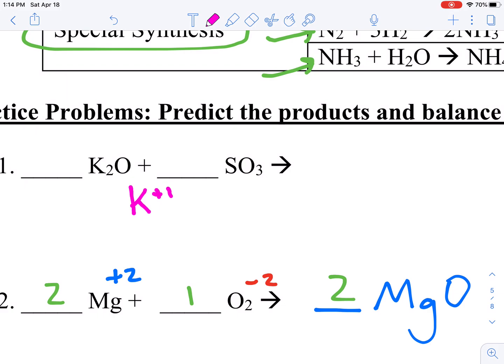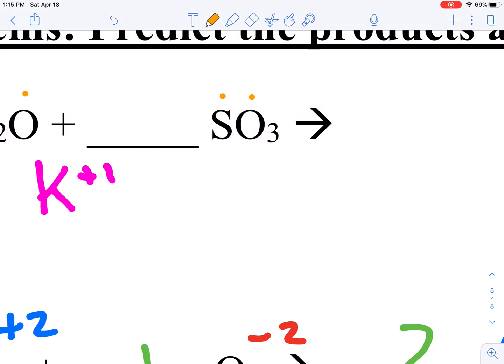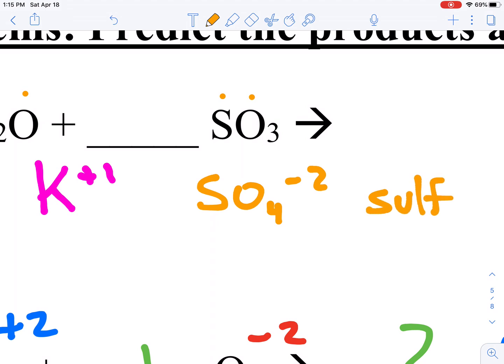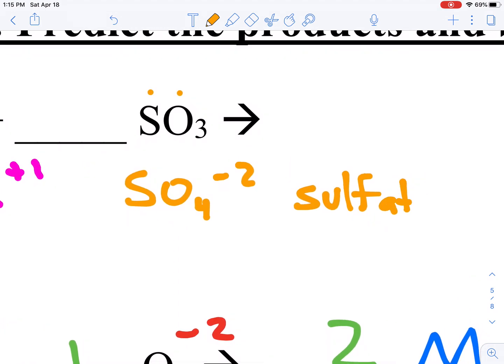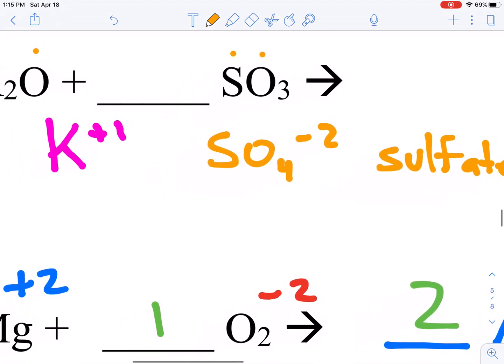And so it turns out that if we're putting that metal with a polyatomic ion, there are some polyatomic ions that we know that involve whatever's left, which happens to be oxygen and sulfur, right? So we know that the polyatomic ion SO4 with a -2 charge, remember that is sulfate, with an ATE ending. That's one possible polyatomic ion. And another one is sulfite, SO3 -2.